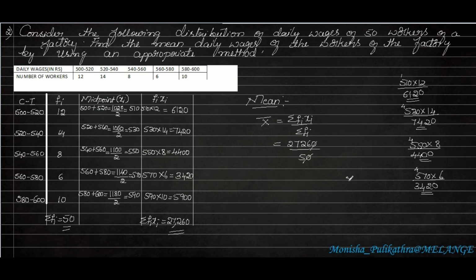0, 0 cancel. We need to divide 2726 by 5. Okay. So 5 5s are 25, 2, then 5 4s are 20, 2 remaining, next 6. So 5 5s are 25, 1 remaining, put a point here and mark 0. 5 2s are 10. Okay. So the mean, the average daily wage of the workers, is rupees 545.2. So this is the mean average wage of a person. Okay. I hope you understood this.